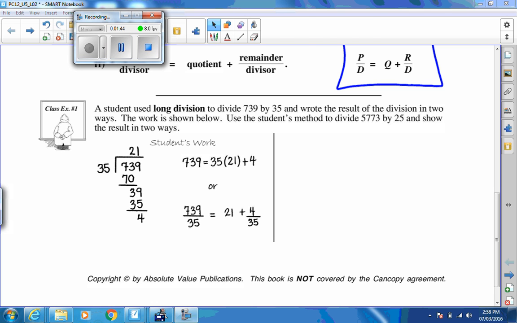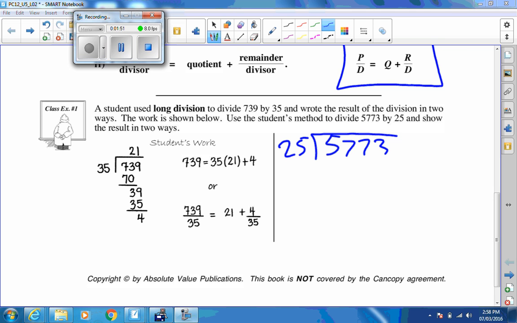So we're dividing 5,773 by 25. Now, this first step is a little bit awkward. What we do is we say, how many times does 25 go into 57? I would argue the better question is, what would we need to multiply 25 by to get close to this 57? Anyway, that's going to be 2. 2 times 25 is 50. Now we subtract down. So this is now going to be 7.